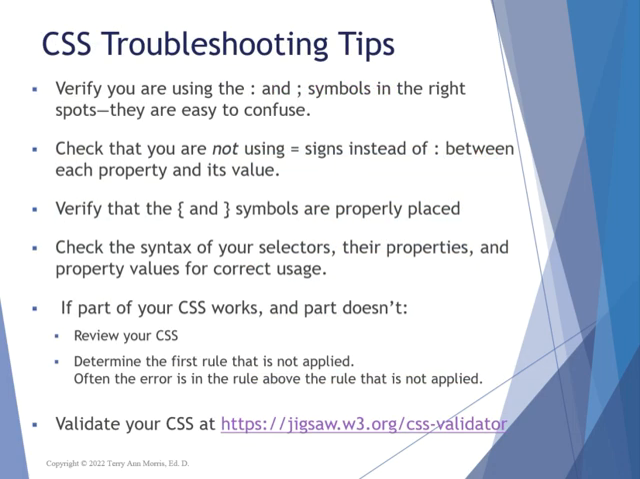CSS troubleshooting tips. You have to verify you are using the colon and semicolon symbols in the right spots, as they are easy to confuse. You have to check you are not using equal signs instead of colons between each property and its value. You have to verify that the two bracket symbols are properly placed. You have to check the syntax of your selectors, the properties and property values for correct usage.